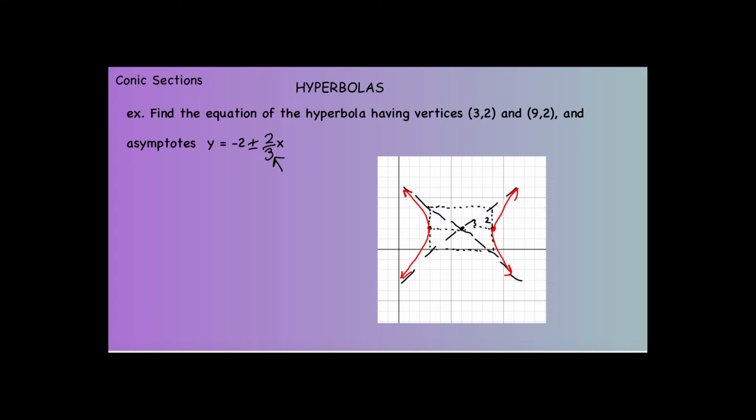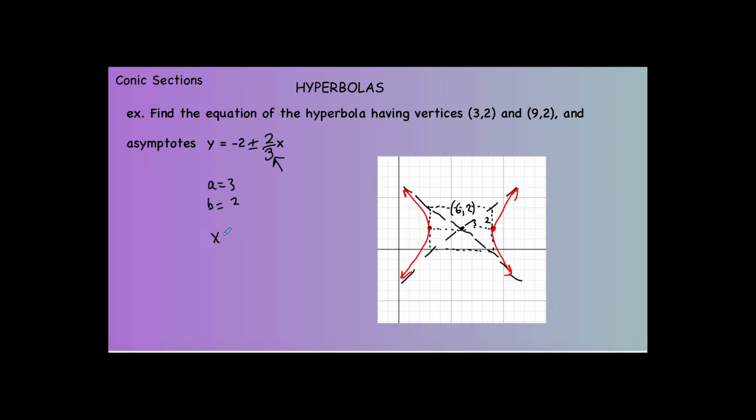Well, I should be in good shape to find the equation, because from my work I did with the slopes here, I know that a is 3 and b is 2. And I found the center, right? The center was (6, 2). So here goes my equation. And what goes first, the x squared term or the y squared term? Well, it's a horizontal transverse axis, so x is first.